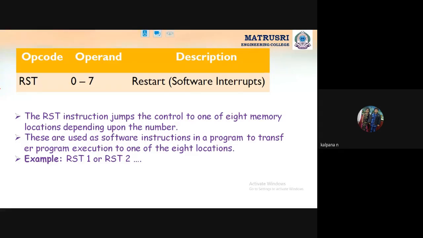Now restart. This is one of the software interrupts. We have discussed interrupts: in hardware we have five interrupts, and in software RST 0 to RST 7. Restart is also one of the instructions. Software interrupt means we give the interrupt in the program by using an instruction.